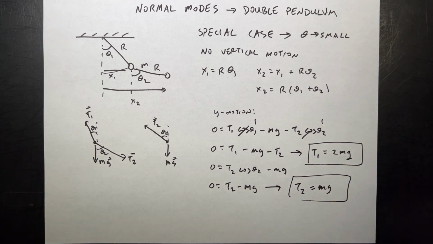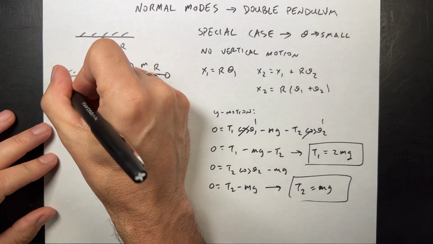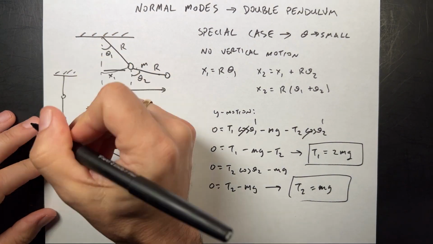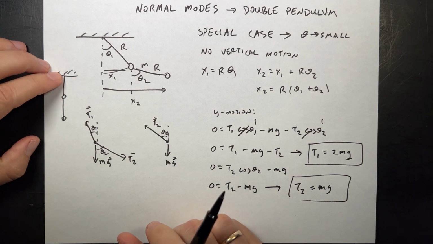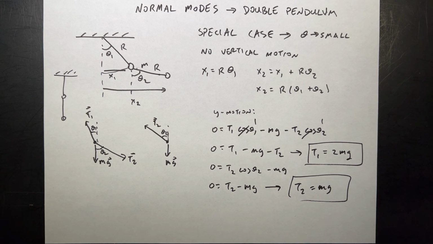Is that okay? So again, if you had the simple case, which is almost what we're going to have, then you could see that this string tension would be twice the mass, and this would just be single mass. Okay? I know it doesn't seem great. Now let's go to the x motion.